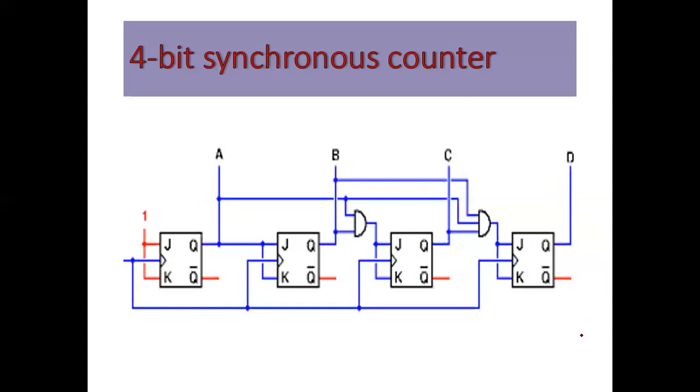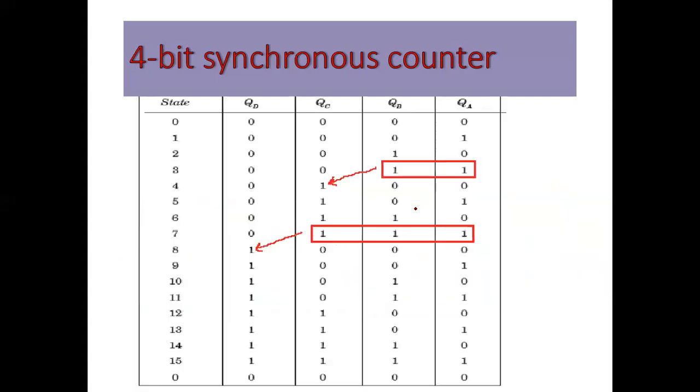Next we will move to the 4-bit synchronous counter. Before seeing the details of the design of the synchronous counter, we will see the counting sequence. Whenever QA and QB are 1 1, it is connected to the third flip-flop. Whenever all 3 flip-flops are giving 1 1 1, that is connected to the fourth flip-flop. So how many AND gates are required? 1 is required here and 1 AND gate is required here. 2 AND gates are required.